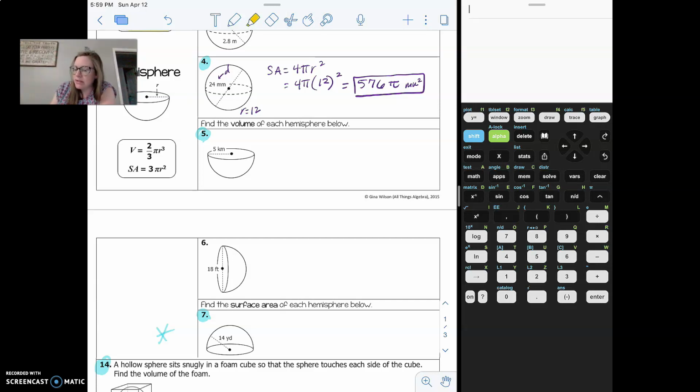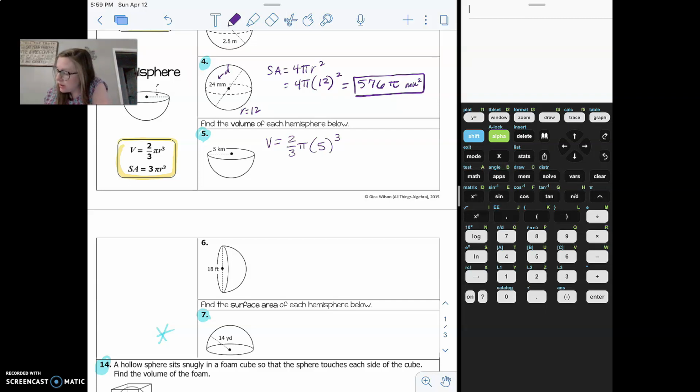Okay, almost the same formula, but instead of 4 pi r cubed over 3, or 4/3, it's 2/3, right? Because what is half of 4? It's 2. Duh. Okay, so the volume of this hemisphere here is 2/3 pi. The radius was given to me as 5, and then again, we're going to do 5 cubed.